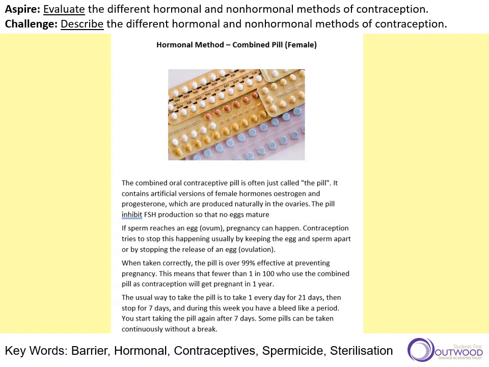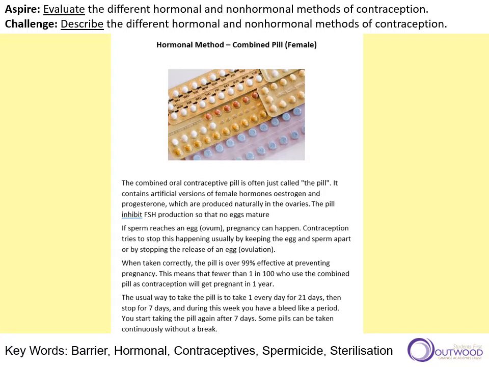Okay, next one, probably the most well-known, as with condoms, is the combined pill. It's often called the pill, but actually it's called the combined pill, and I'll go into why it's called the combined pill in a second. Now, this is a hormonal method. So far, we've spoken about barrier methods. This one's a hormonal method. And what happens is that we have artificial versions of estrogen and progesterone, hence combined because it's got two, which are produced naturally in the ovaries.